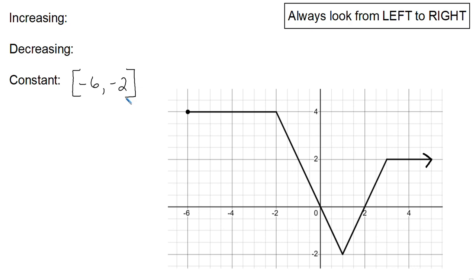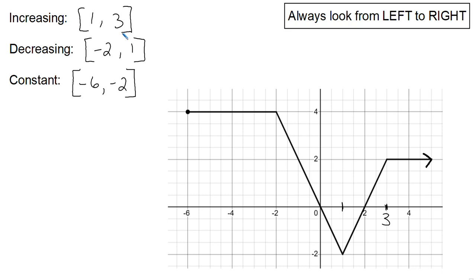And then after that, we can see that it's no longer constant. It starts decreasing, right? So we'll say that it's decreasing from an x value of -2 to an x value right here of 1. After that, it starts to increase. Okay? Now it's going up. So it's increasing from an x value of 1 to where it stops increasing right here at an x value of 3.